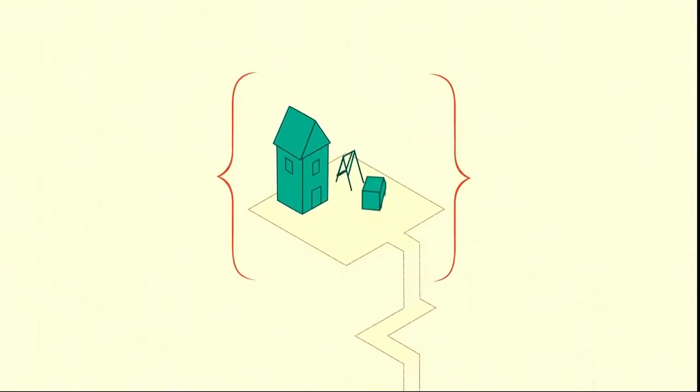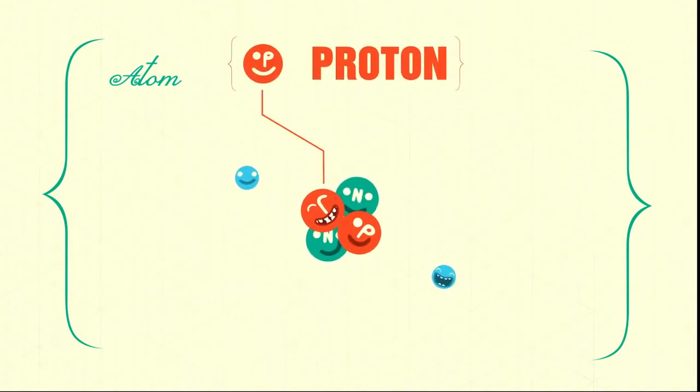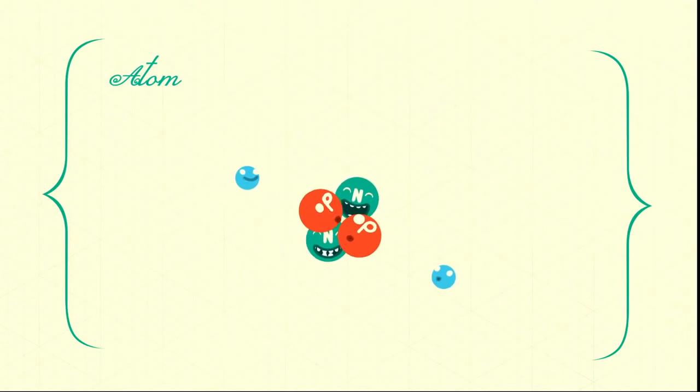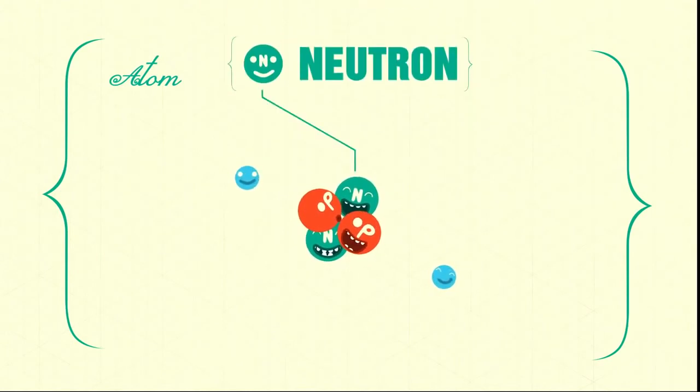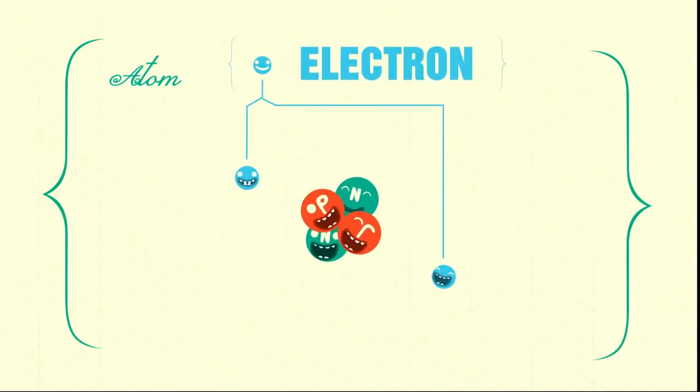You probably know that all stuff is made up of atoms, and that an atom is a really tiny particle. Every atom has a core, which is made up of at least one positively charged particle called a proton, and in most cases, some number of neutral particles called neutrons. That core is surrounded by negatively charged particles called electrons.